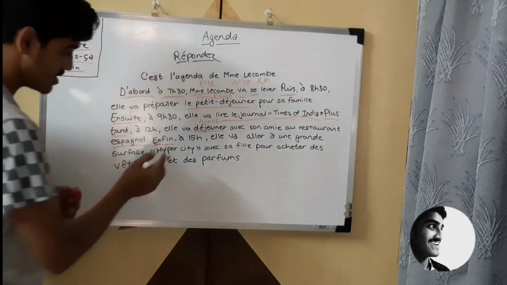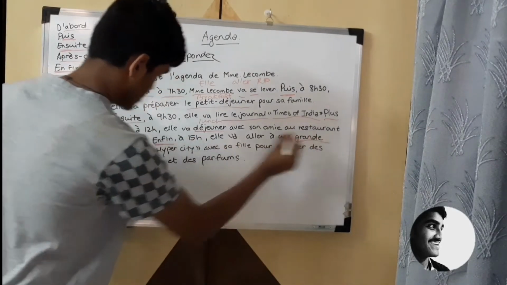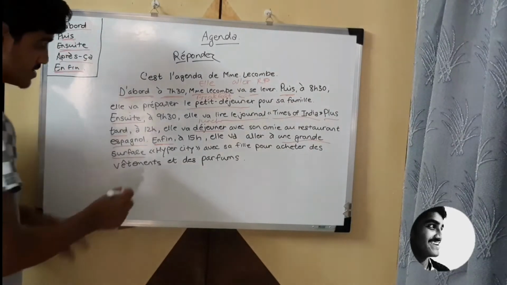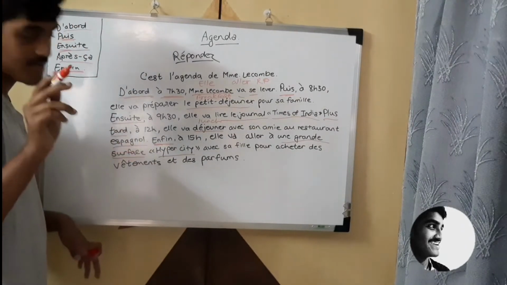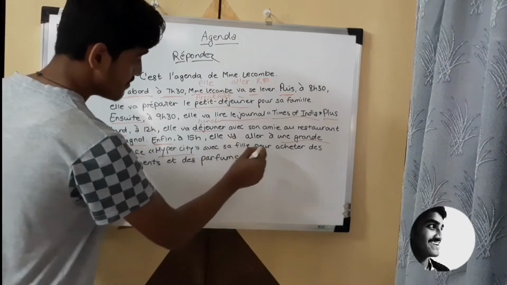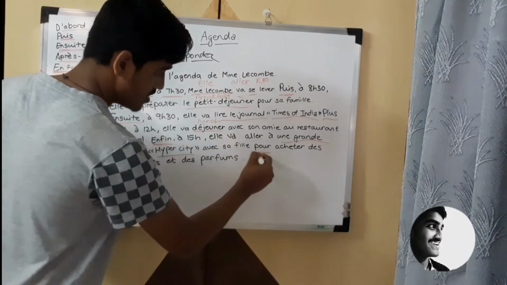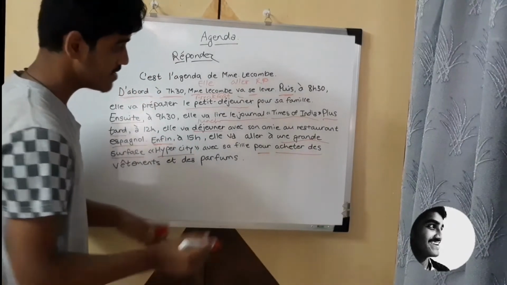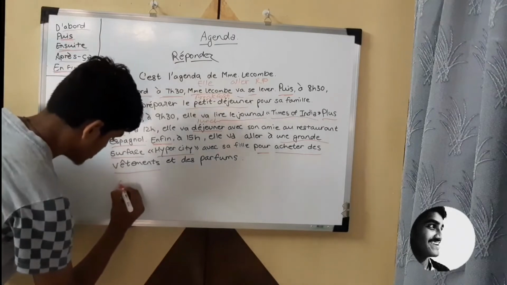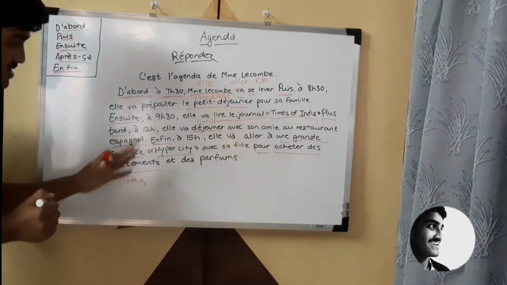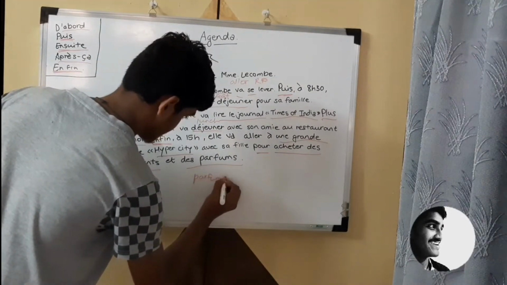Enfin means finally. Elle va aller à une grande surface, meaning a big surface, which is Hyper City, a mall situated in France. She goes to the big surface with her daughter, with her girl, pour acheter, to buy the vêtements, which means clothes, and the parfum, which means perfume.